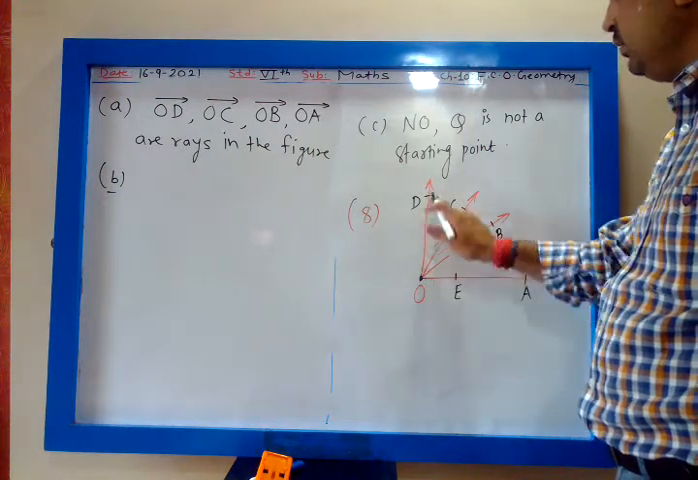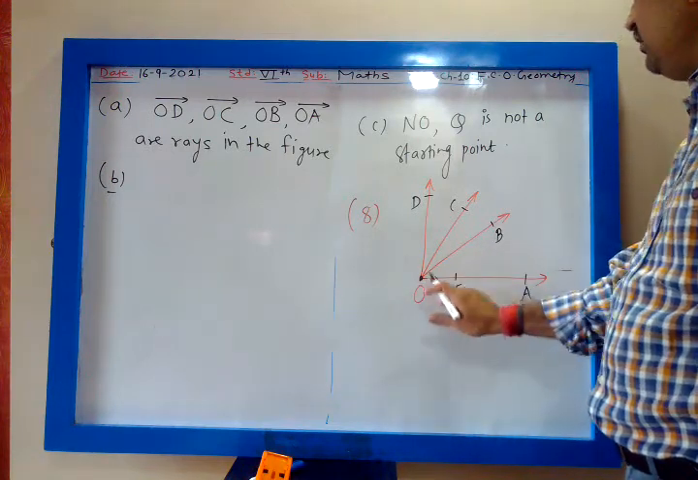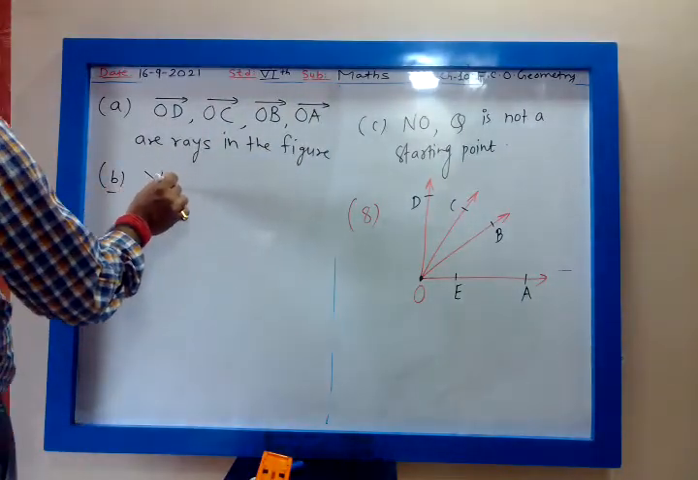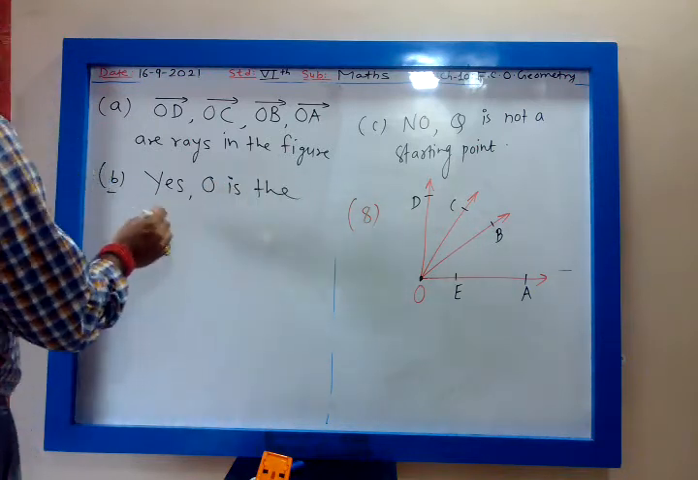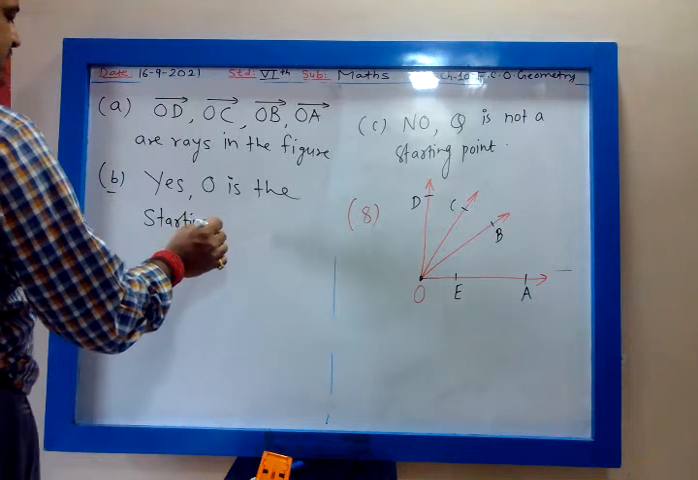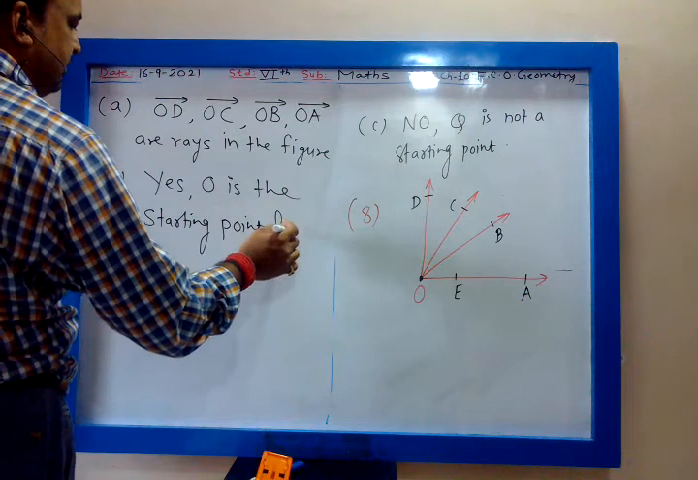OD starts from O. OC starts from O. OB starts from O. OA starts from O. So yes, O is the starting point of each ray.